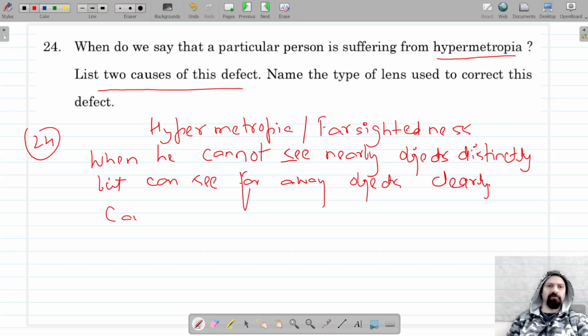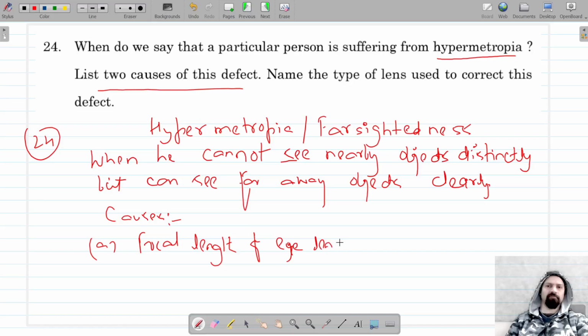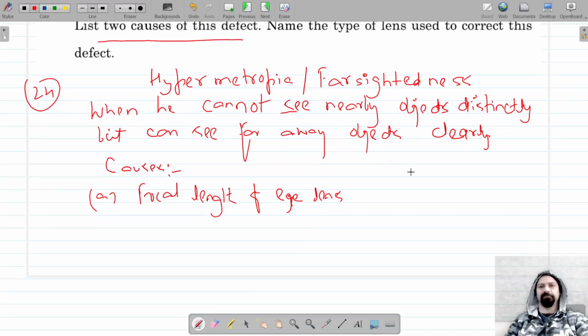And two causes of this defect. So the causes or the reasons for this are that the focal length of the eye lens is too long, has increased. So focal length of eye lens is increased, or we can also say that the eyeball has become too small.